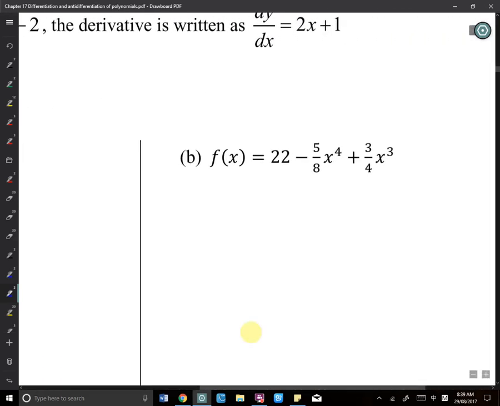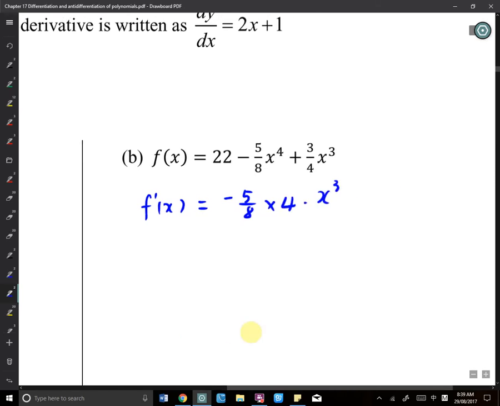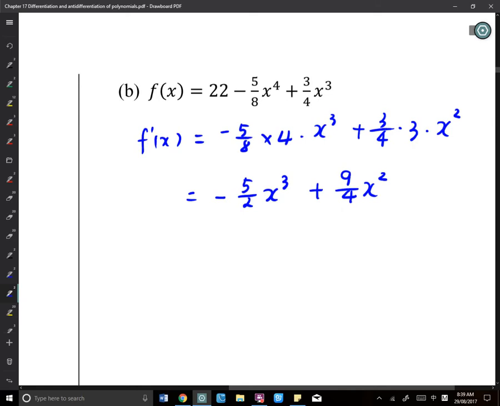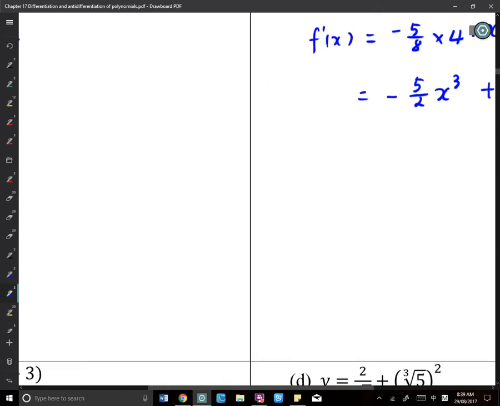For this one, f dash x equals 22 just becomes 0 because it's a constant. And then minus 5 on 8 times 4 times x to the power of 3, plus 3 on 4 is the constant times 3 times x to the power of 2. That's minus 5 on 2 x to the power of 3 plus 9 on 4 x to the power of 2. Okay, that's the derivative. You're just checking your answers. You should do this before today's lesson.